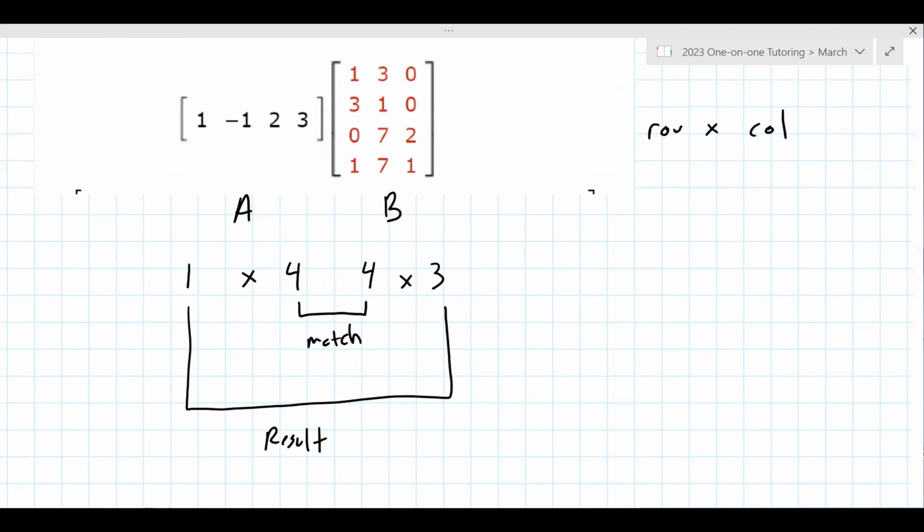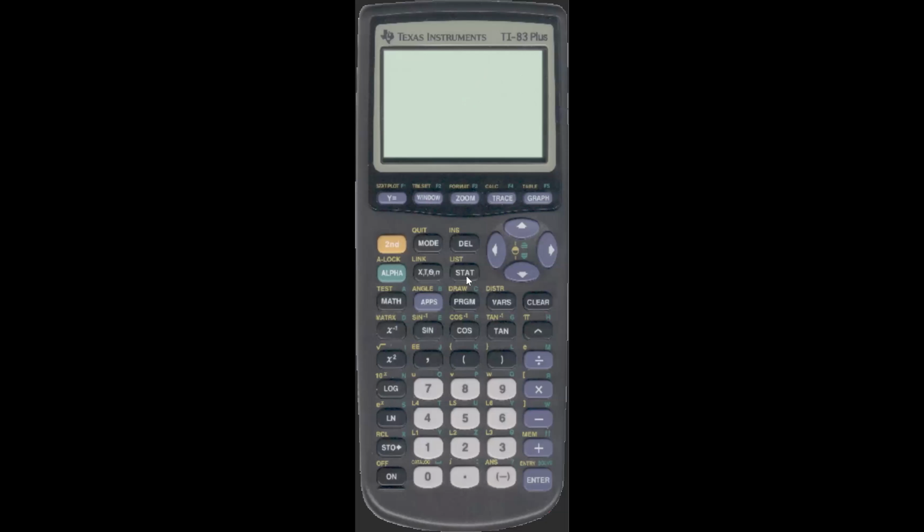Now I'm going to go back to the calculator, and we're going to do basically the same thing. We're going to enter the matrix into the calculator. So I'm going to go to second matrix. This time I'm going to edit. So I'm going to edit that first one. I'm going to change it to 1 by 4. If you mix up rows and columns, just make sure the calculator matches what you have here on your problem. 1, -1, 2, and 3.